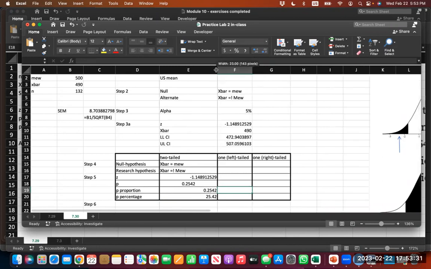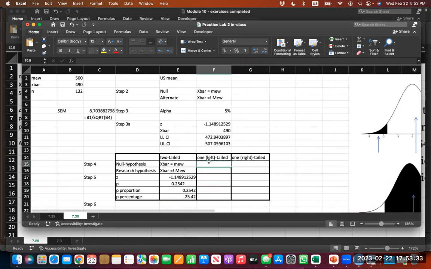So we have a one left-tailed test, which would then be basically quantifying everything to the left as the research hypothesis, everything to the right as the null hypothesis. So our null hypothesis here is x bar is greater or equal to mu. Our research hypothesis is x bar smaller than mu. The set is here the same.